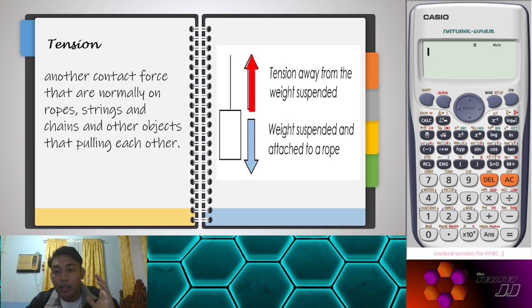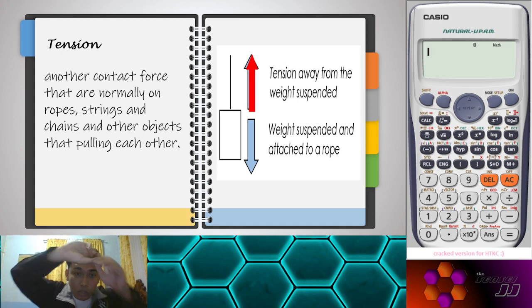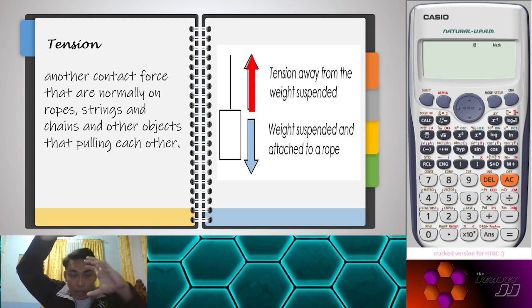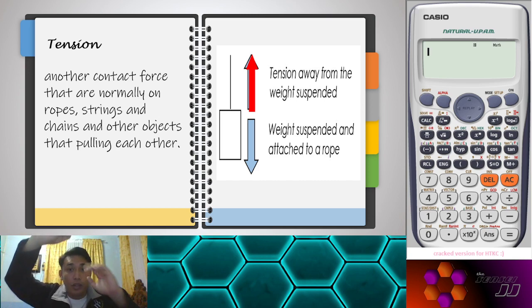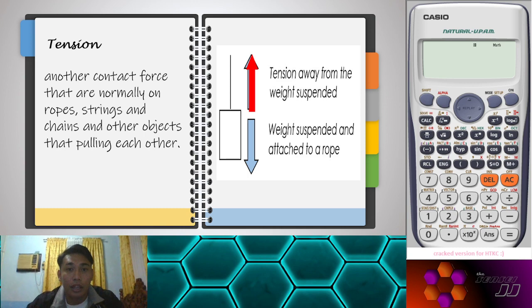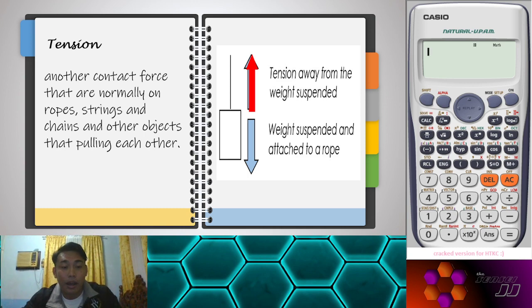It will not be suspended in air if there will be no tension. So the tension means it holds the object from the suspended position, the suspended-in-the-air position. That is why the tension is in the opposite direction of our weight.